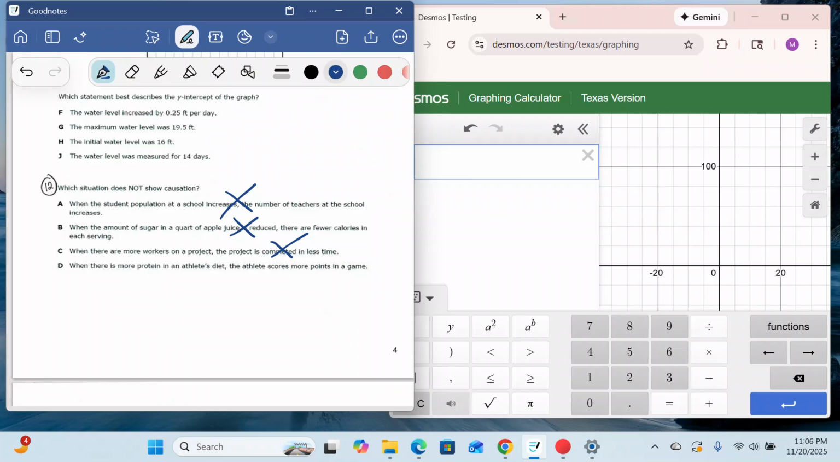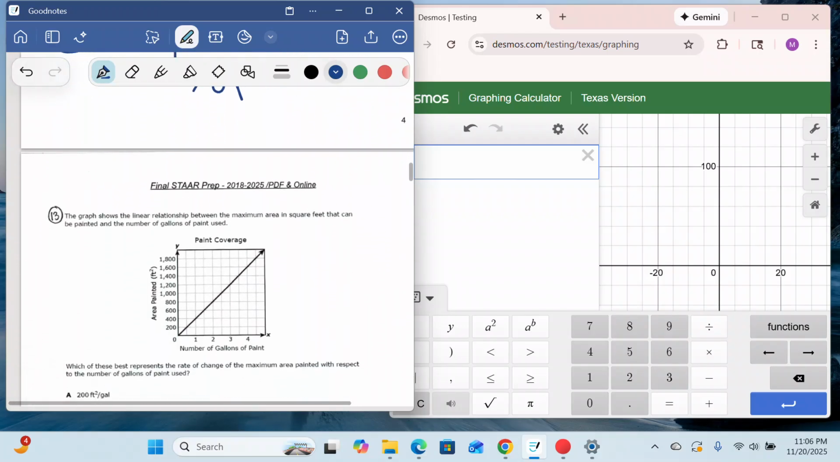And D, when there is more protein in an athlete's diet, the athlete scores more points in a game. This is an opinion. Why? Because 100 players can have the same diet, and some can score less, some can score more. In McAllen, they can score less. In Harlingen, they can score more. So which situation does not show causation? When there is more protein in an athlete's diet, the athlete scores more points in a game. The answer is letter D.